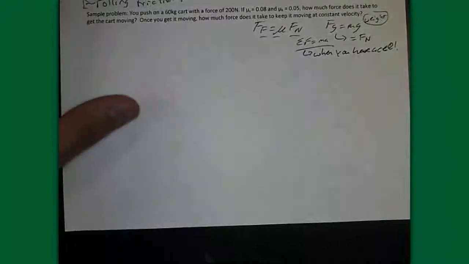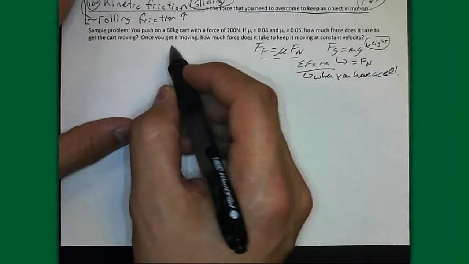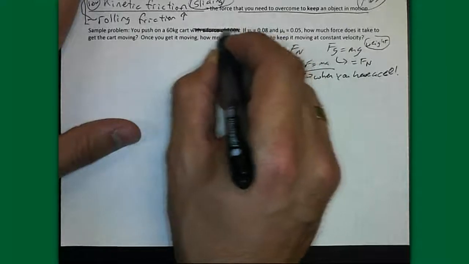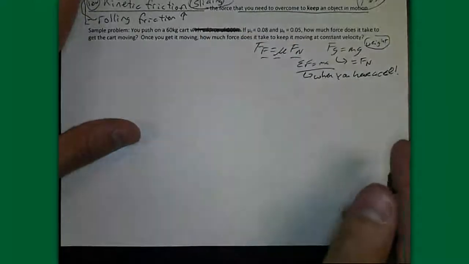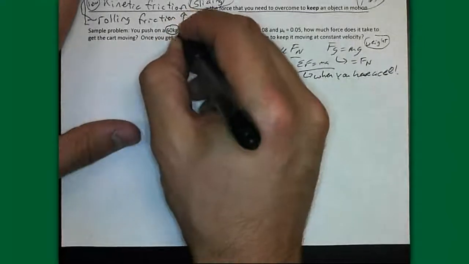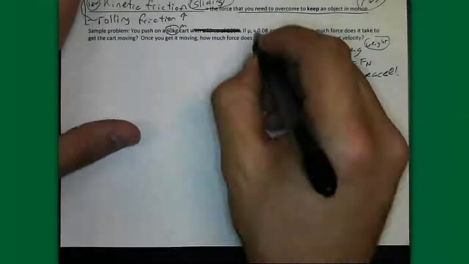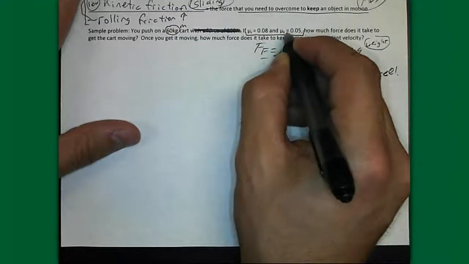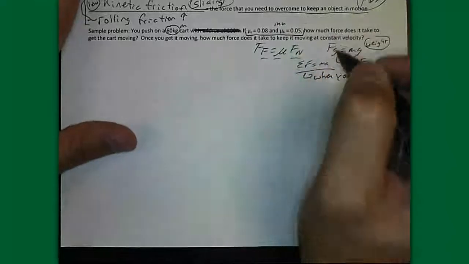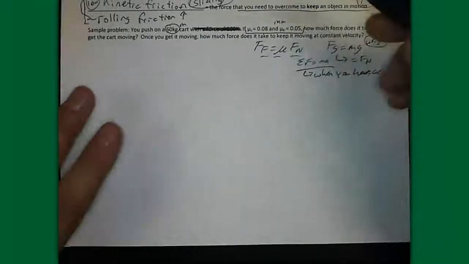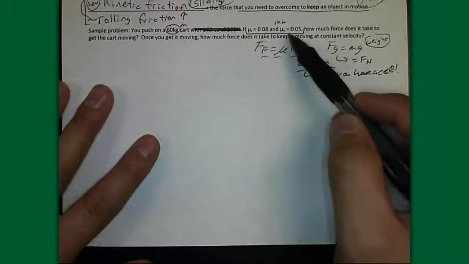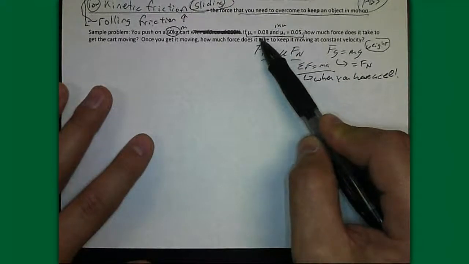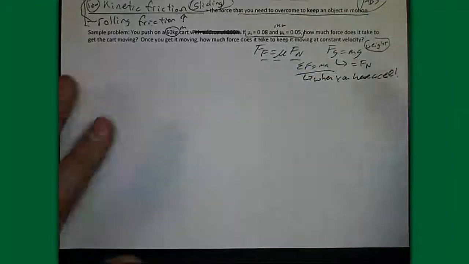So let's read this problem. You have a 60 kilogram cart and you're going to push on it, and I want you to cross this out because I don't know how much force we're applying yet. That's what we want to find. 60 kilogram cart, I know that's my mass. These numbers, mu s and mu k, mu is spelled mu. Mu s and mu k, s and k stand for static and kinetic, and the mu is the coefficient of friction. So they gave us the static coefficient of friction and the kinetic coefficient of friction.